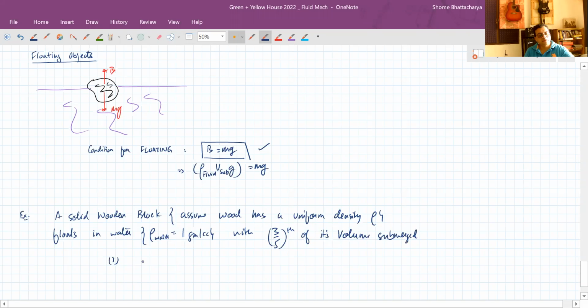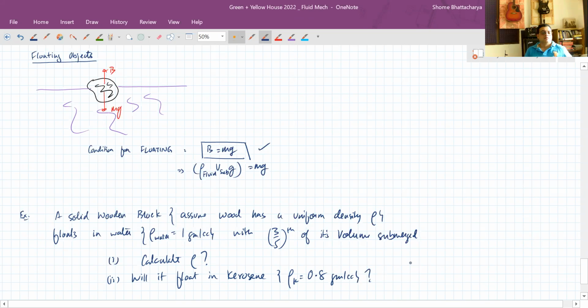The first thing is to calculate the density of wood from this. Second, will it float in kerosene, which has a density of 0.8 gram per cc, let's say? Okay, so just try out this question now.